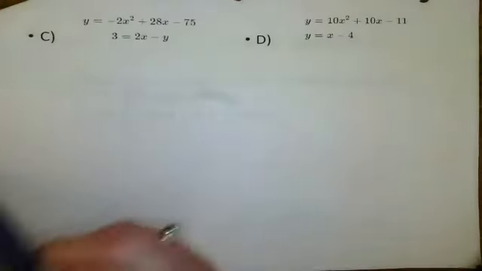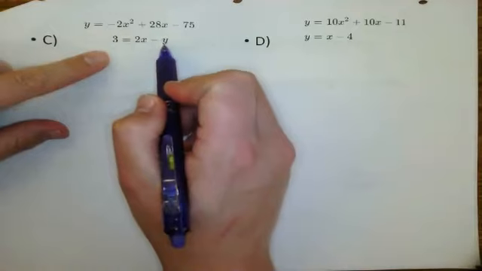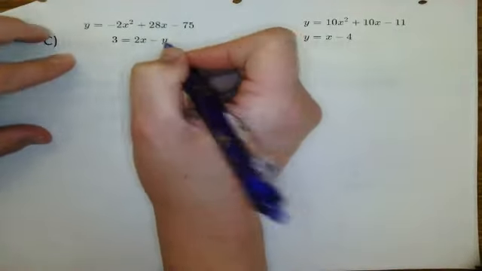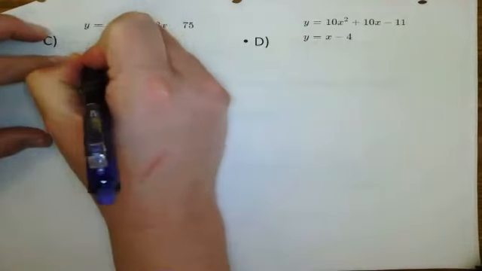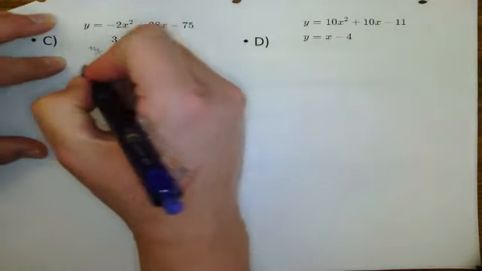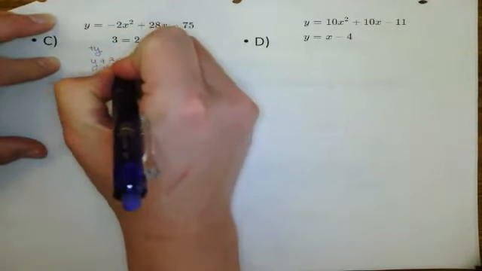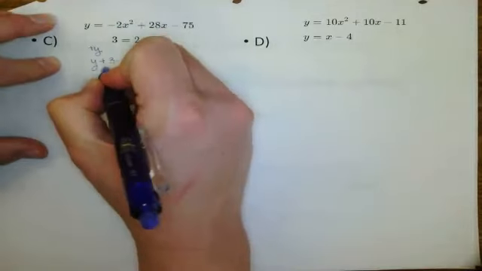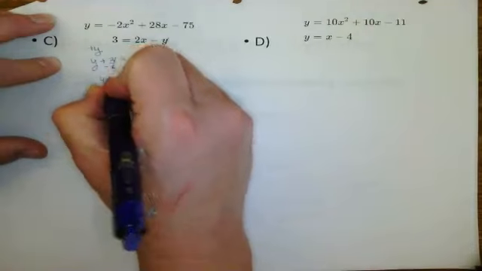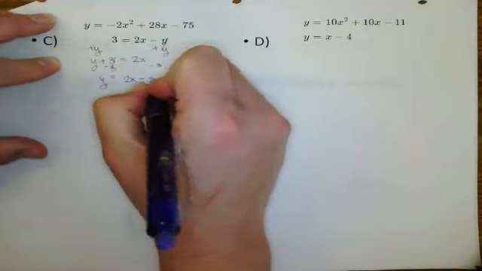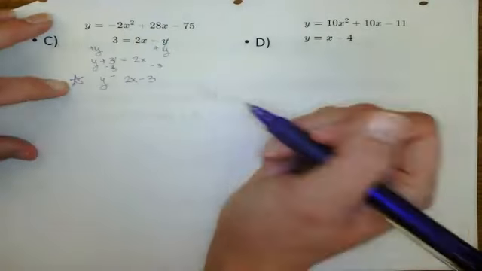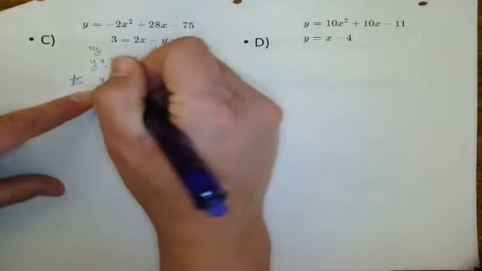Letter C. Again, this has y already by itself, and so we would want to get y by itself here. It's negative. I'm actually going to go ahead and add y. So it's positive. That would give me y plus 3 equals 2x. And then I'm going to go ahead and subtract the 3. So just doing a little trading of sides here, I get y equals 2x minus 3. I need my y to be positive. So that's really important.